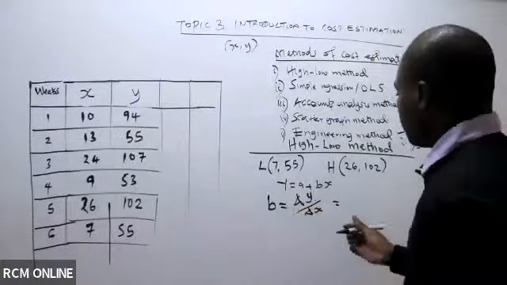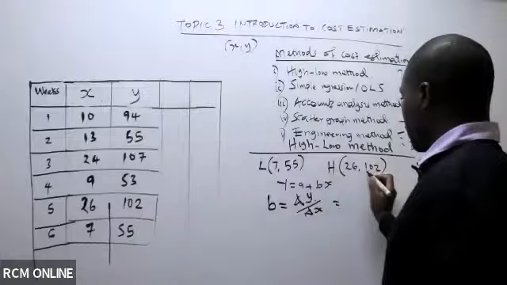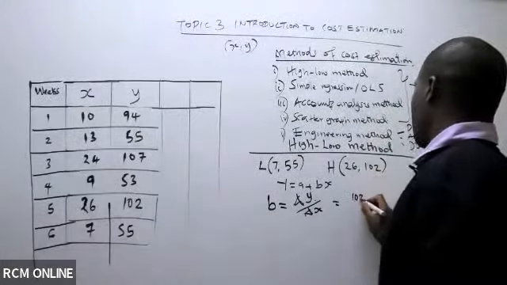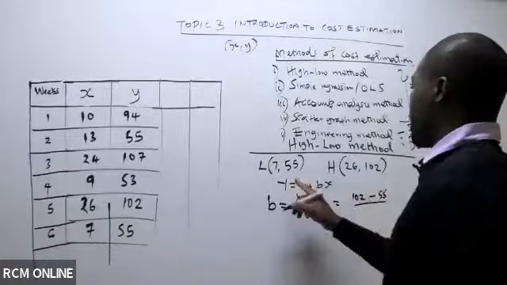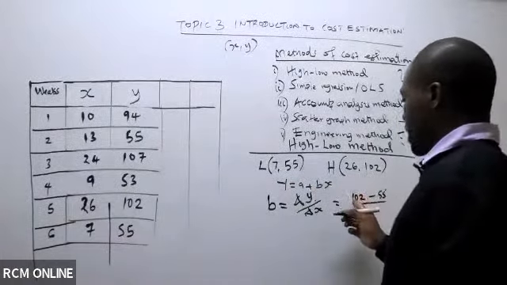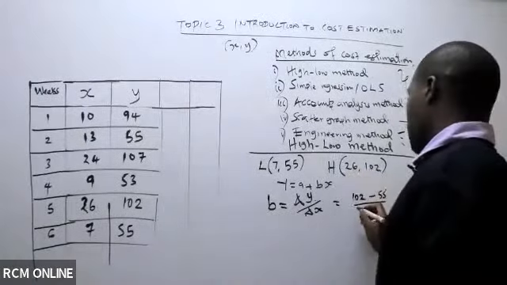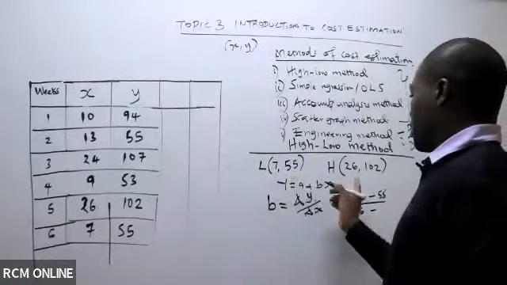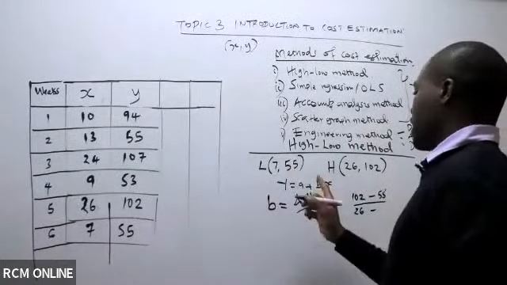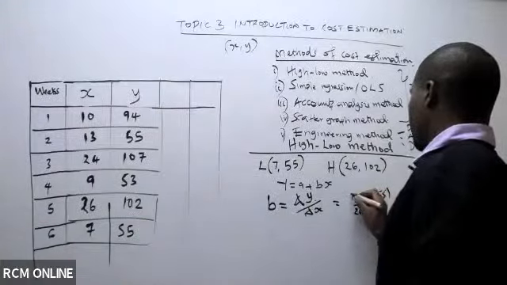So let's start with it. So the value of Y, the highest values, 102 minus 55 over change in X, which is the starting one is the highest, 102. The corresponding X is 26 minus 55 here. The corresponding value is 7, right? So that's what we have.